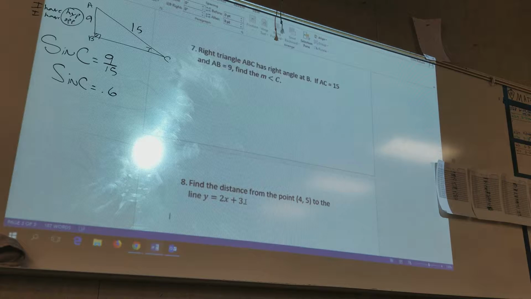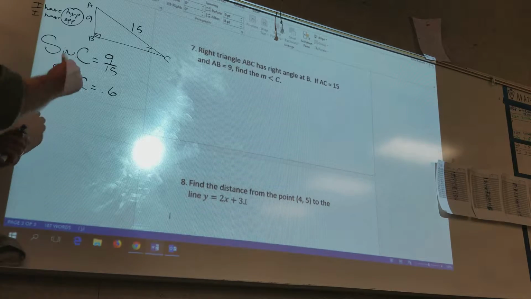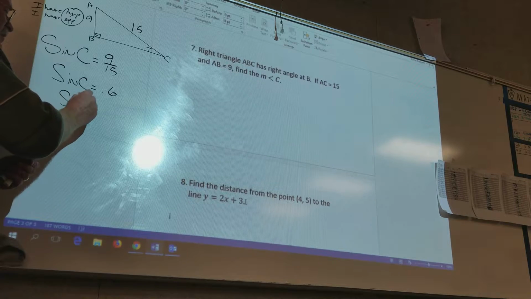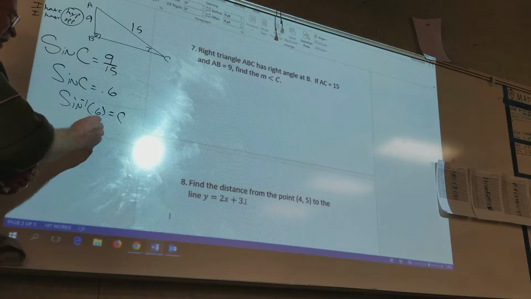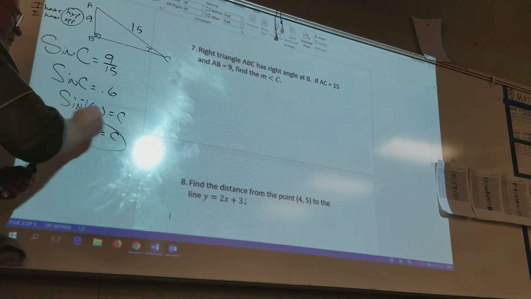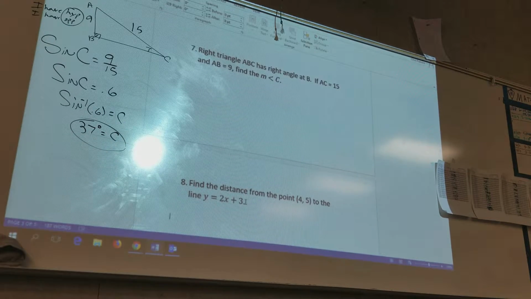Cassie's going to come through for us. You go to the sine column and you slide down the sine column till you get as close as you can to 6/10. 37. About 37 degrees. So the sine inverse of 6/10 is angle C. That is sliding down the sine column to find out angle C is 37 degrees.